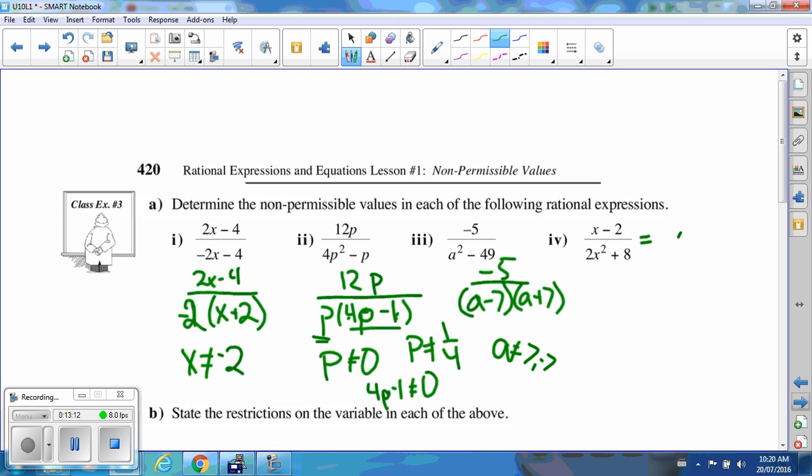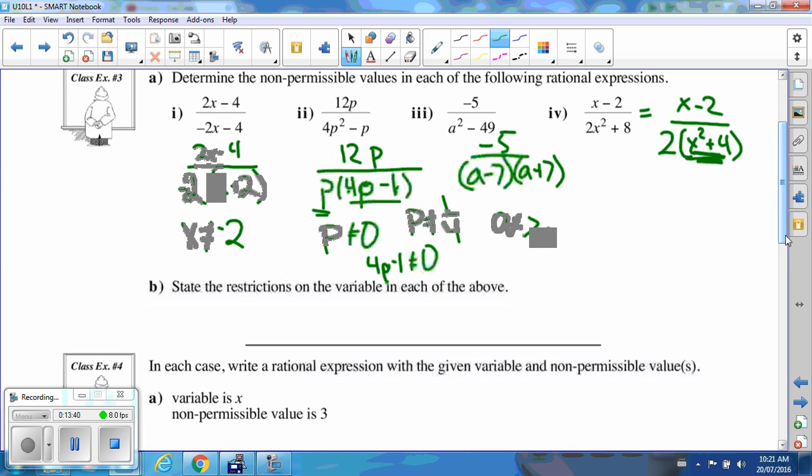And lastly up here, x minus 2 over 2 times x squared plus 4. Now x squared plus 4 looks like a difference in squares. It should set off all those flags for you, but it's not because it's a plus. X squared minus 4 would go to x minus 2 times x plus 2. This thing is never equal to 0. It just doesn't happen. X squared plus 4 is never going to equal 0. Because every value that I have for x, if I square it, it's still some number, and it's positive. If I add 4 to it, it's just going to go up. So no restrictions at all.